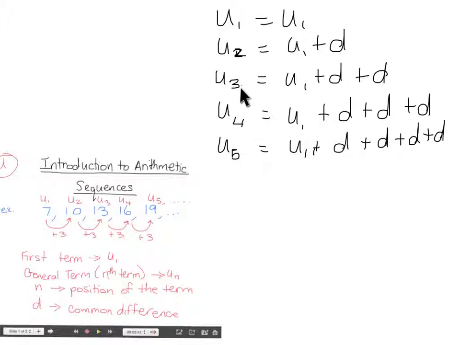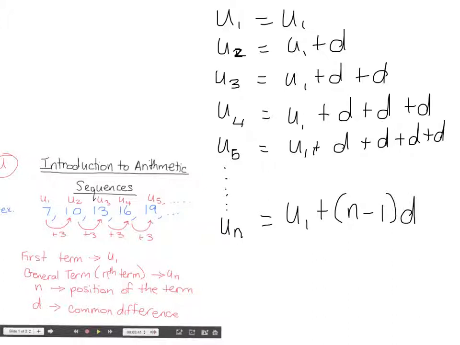When I'm here on the 3rd term, I'm adding 2 d's. So really, I'm adding a bunch of d's each time, but the number of d's that I'm adding is 1 less than the term that I'm looking at. So if I kept going on and on, and I was on the nth term, any term, then I'm going to be adding 1 less d than n. So I'm going to be adding n minus 1 d.